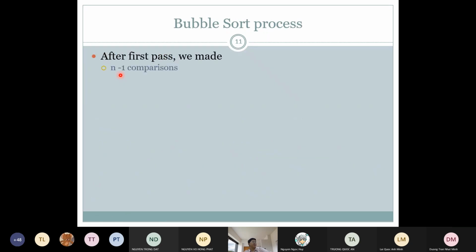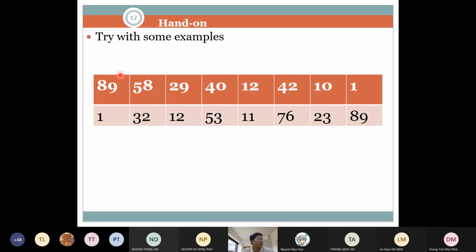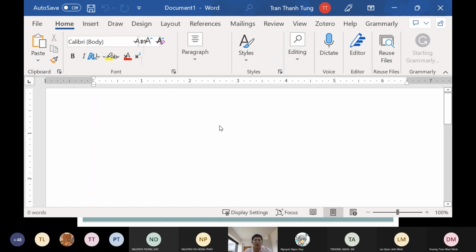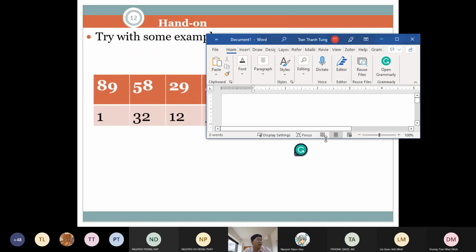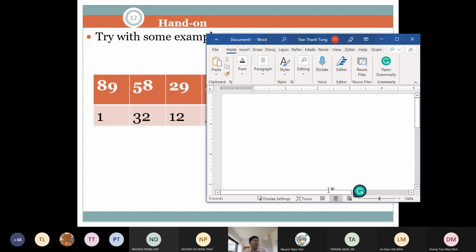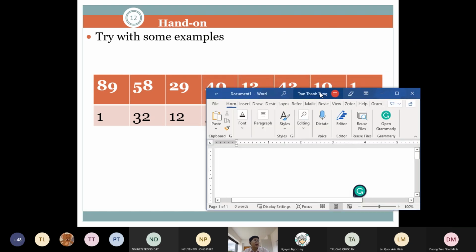Now I want to ask you to do it manually with the sorting. I will start first, and then you do it manually, just to see how we can do it. Let's say I will start with my numbers on the screen. That will be like this.